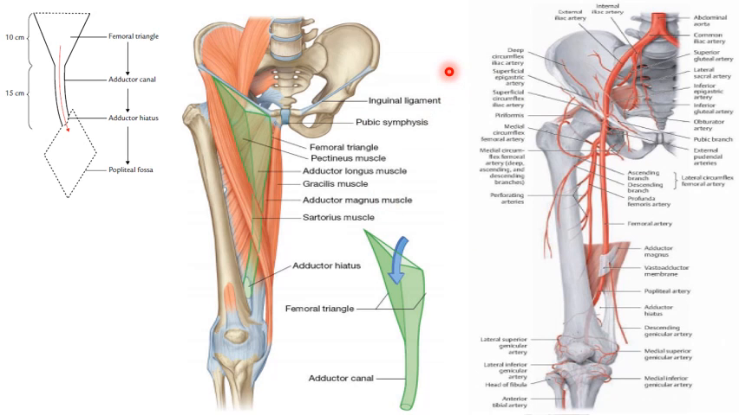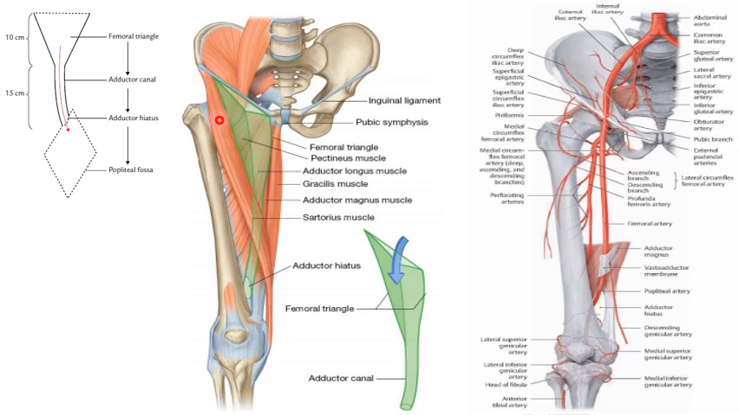Before we look into the branches and the course, we have to be very familiar with the femoral triangle. This is the adductor canal. This is the adductor hiatus, which will open to the back of the thigh, that is into the popliteal fossa.